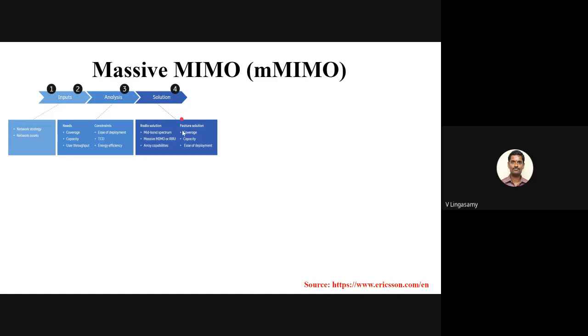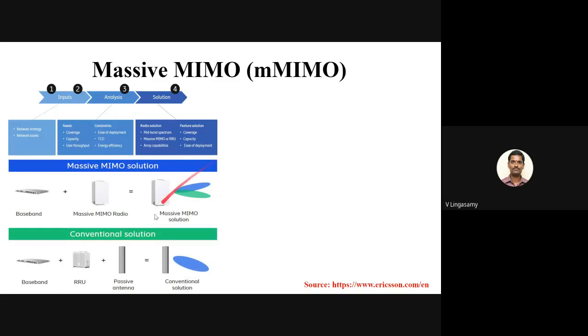And a number of solutions are available, for example the massive MIMO radio, or ORU, or RRU, and it has array capabilities. Why do we use array capabilities? Because it has to point the beam towards a particular direction, and you need to do beamforming, right?